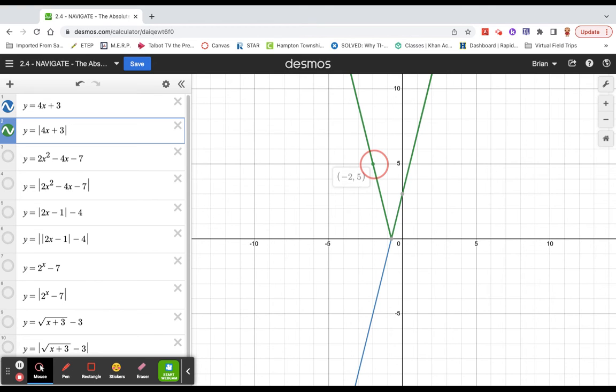Now, what effect does that have on the domain and range? Well, realistically, it shouldn't have any effect on the domain. You are still putting the same numbers into that absolute value that we were putting previously. You still need that same math to happen.